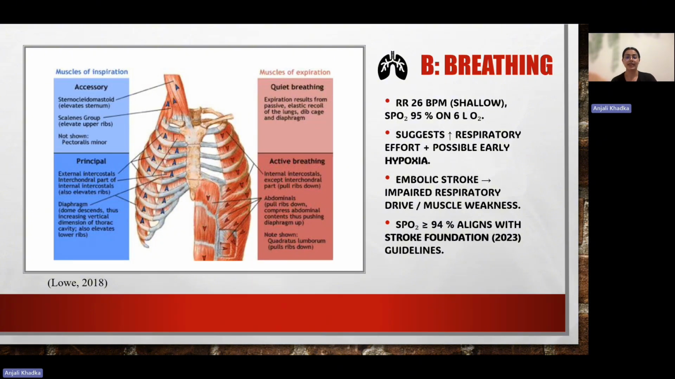In embolic stroke, this may occur due to weakness of respiratory muscles or brainstem involvement, reducing effective ventilation. The Stroke Foundation 2023 recommends maintaining an oxygen saturation of greater than or equal to 95% to prevent cerebral hypoxia. If the oxygen saturation falls, how might that affect the ischemic brain? Reduced perfusion could worsen the infarct area. Therefore, continued oxygen therapy and monitoring respiratory patterns are crucial for maintaining adequate cerebral oxygenation in a patient like Mrs. Manalo, which is happening right now in her case.